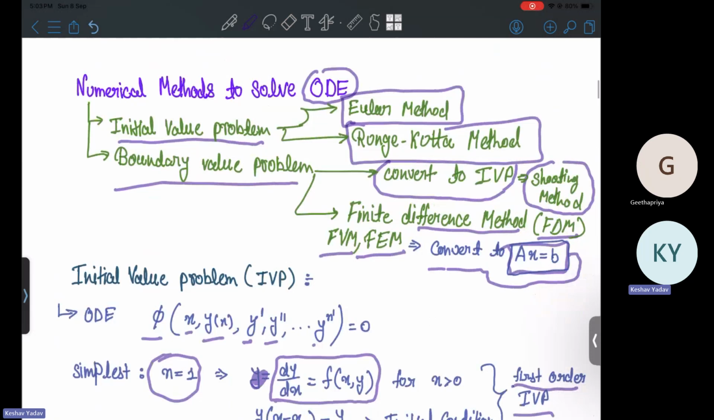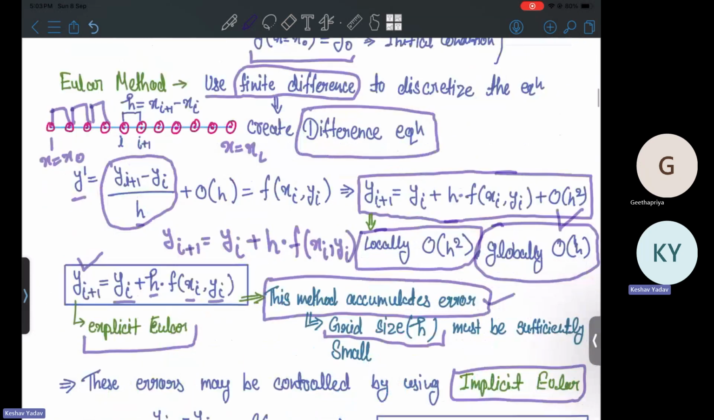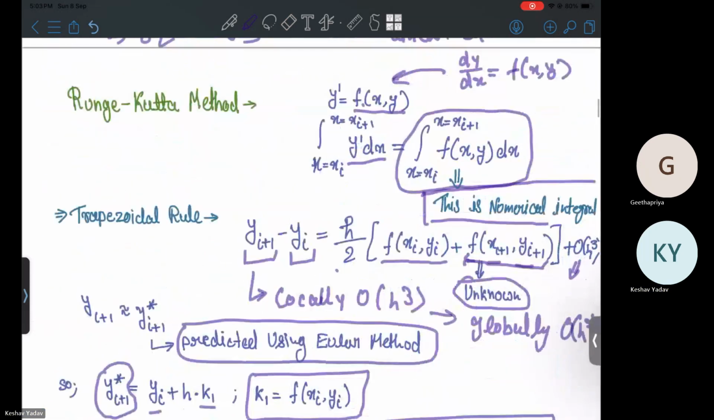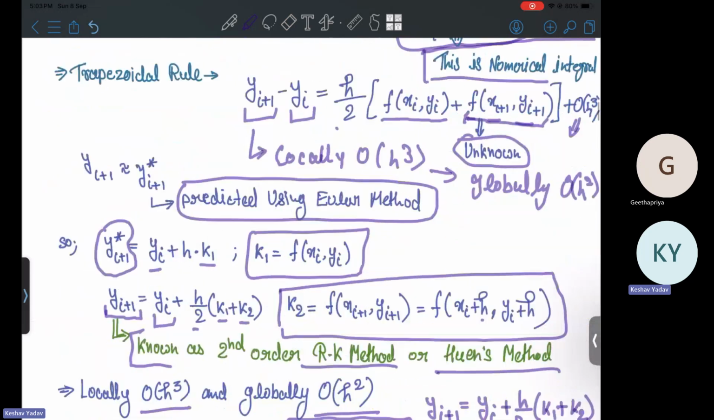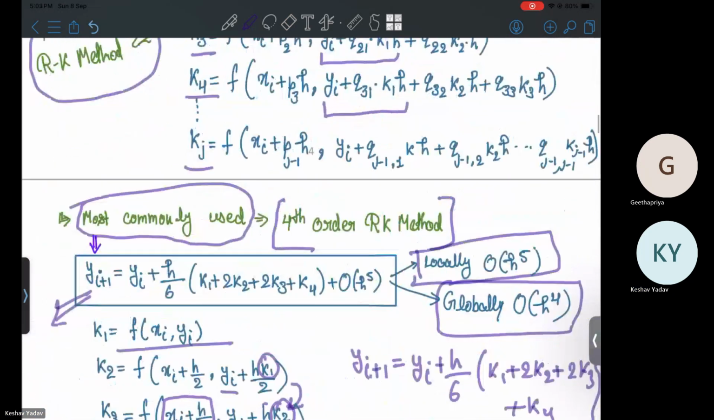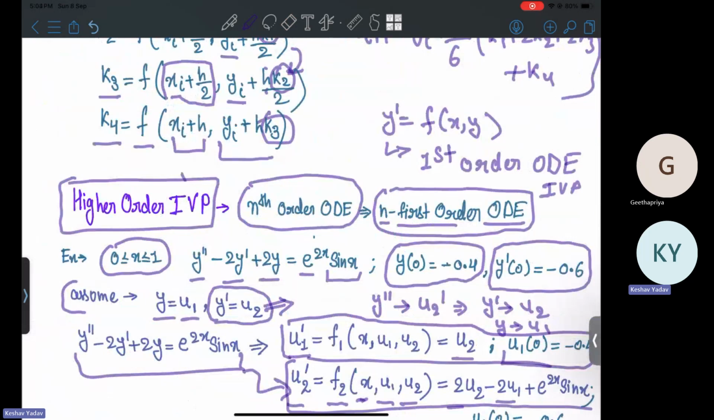Then we have seen the numerical methods to solve the ordinary differential equation. Two kinds of problem can arise. First is initial value problem. Second is boundary value problem. Initial value problem can be solved using Euler method or Runge-Kutta method. Euler method can be considered as the first order Runge-Kutta method. So we have seen how to use the Euler method and various orders of Runge-Kutta method to solve the initial value problem.